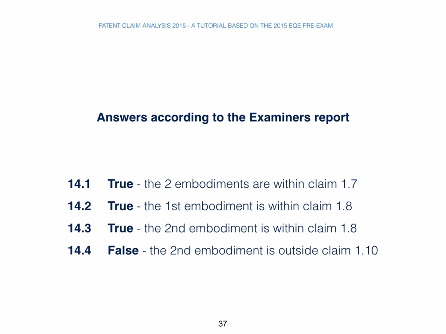So, statement 14.1 is true. The two embodiments are within Claim 1.7. Statement 14.2 is true. The first embodiment is within Claim 1.8. 14.3 is true. The second embodiment is within Claim 1.8. And 14.4 is false. The second embodiment is outside Claim 1.10. Now we'll go to the examiner's report to help you consolidate or understand what happened.